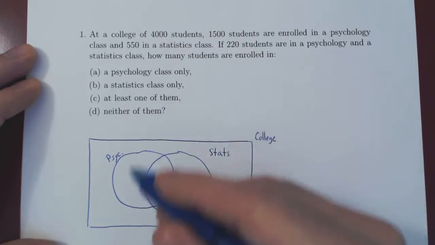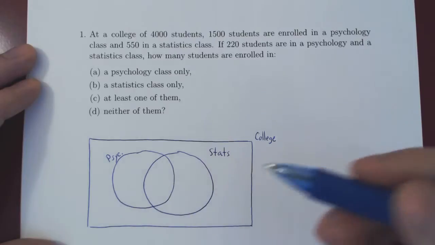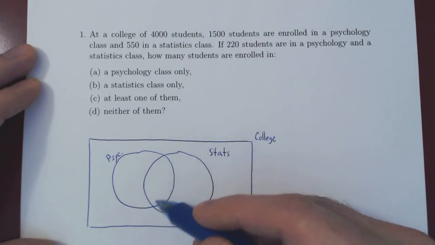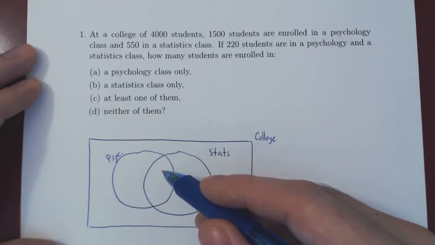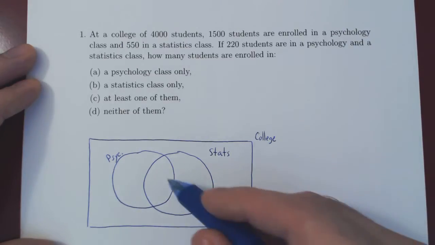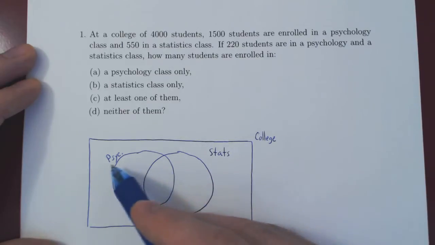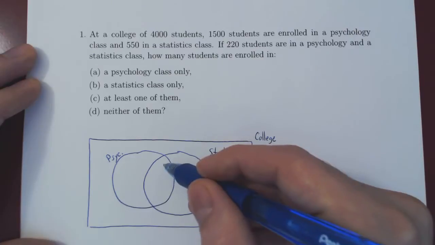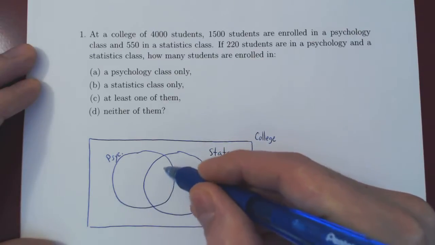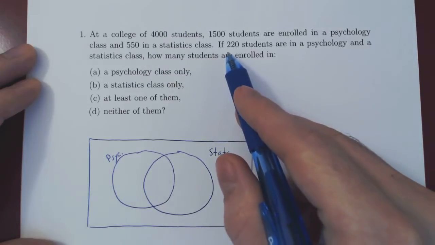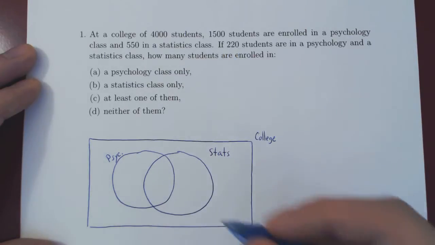Let's start completing this Venn diagram, always, and you'll find this when you consider further examples, always starting with the smallest region and then working your way out to the larger regions. So here, this is the intersection of psychology and statistics. It means that the people in here are both enrolled in a psychology and statistics class, and we're told there are 220 of those students.